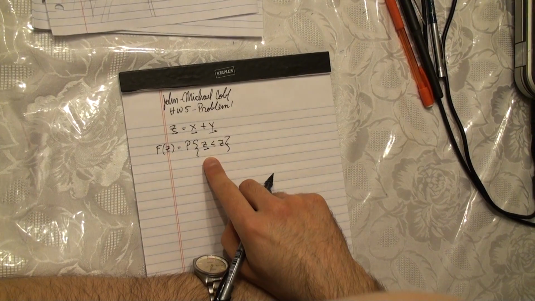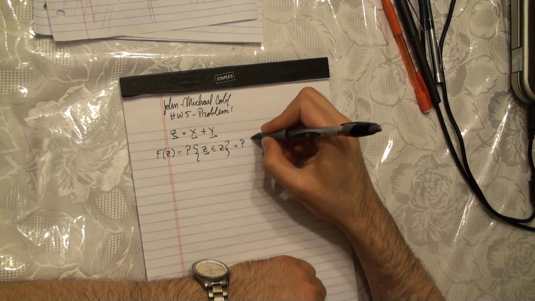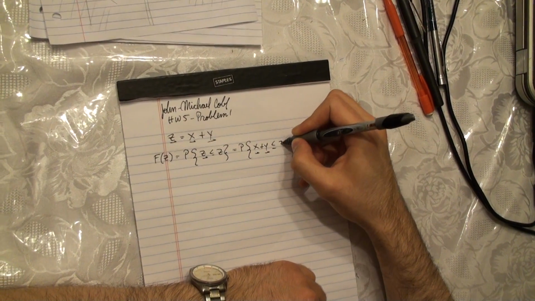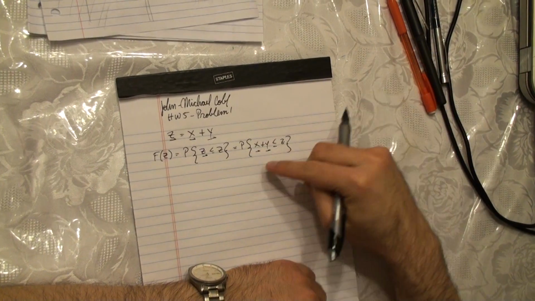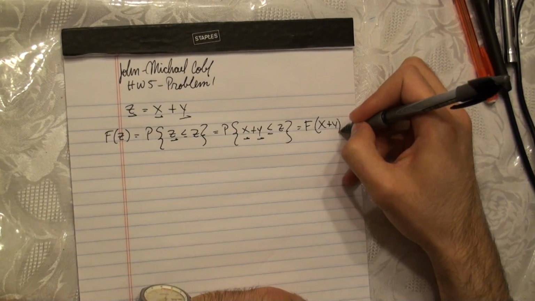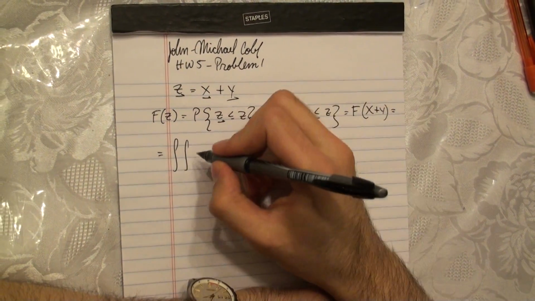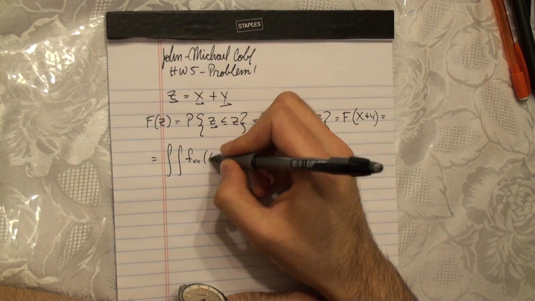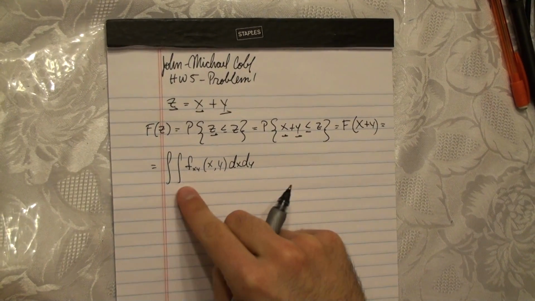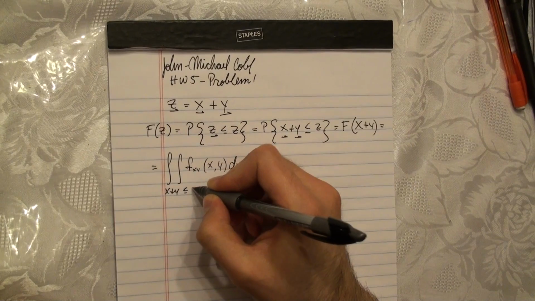Because we're given that Z is just X plus Y, we can write this. And this is simply equal to the probability of X plus Y less than or equal to z, which is equal to this double integral, where the region that we're integrating over is x plus y less than or equal to z.